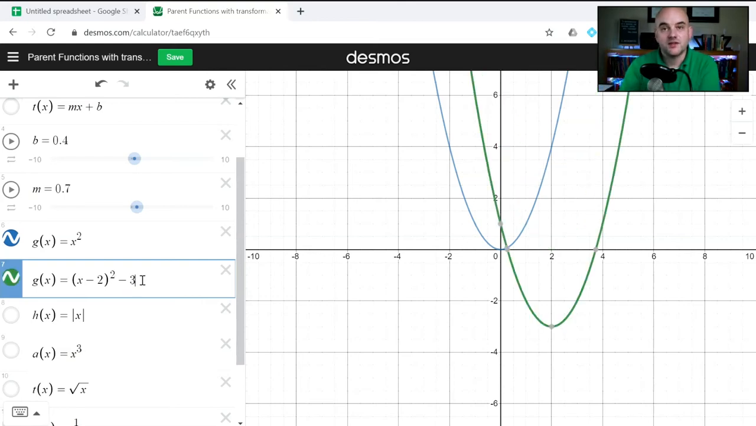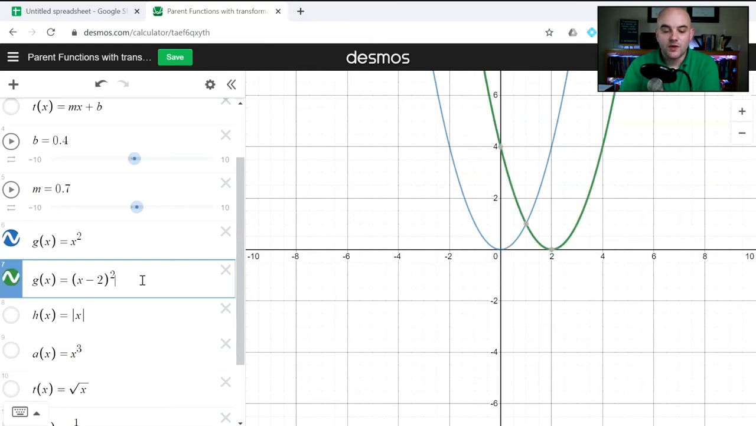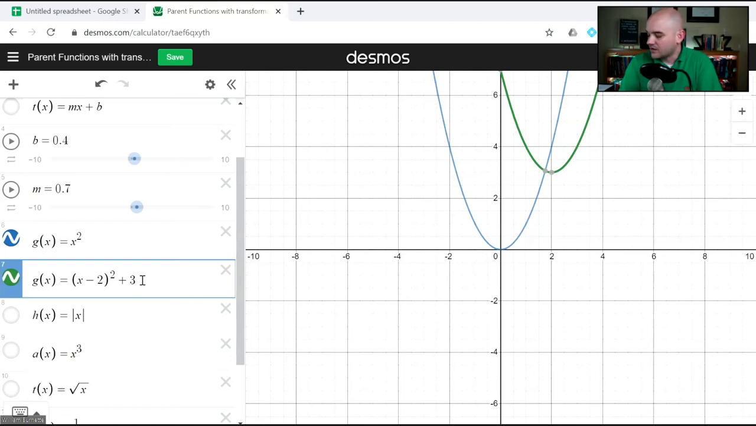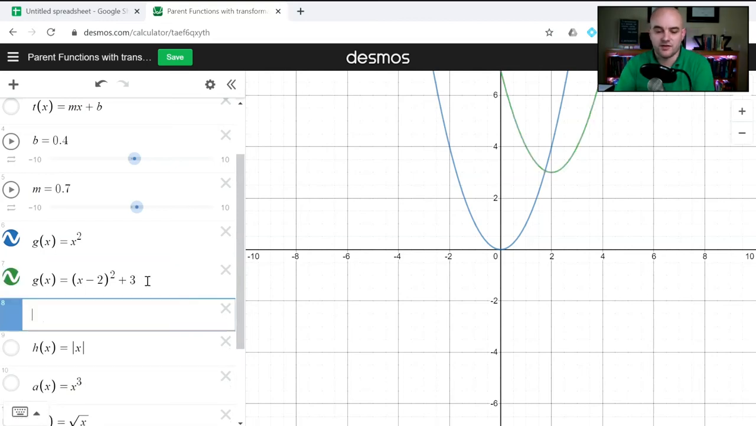Well, minus 3 shifts it down 3. So we can already see some patterns here: if it's paired with the x, it goes the opposite direction that we might think it would. And if it's on the outside, not grouped in parentheses, it's going to shift it up or down. Now, take a look at what we had planned for the transformation version on this.